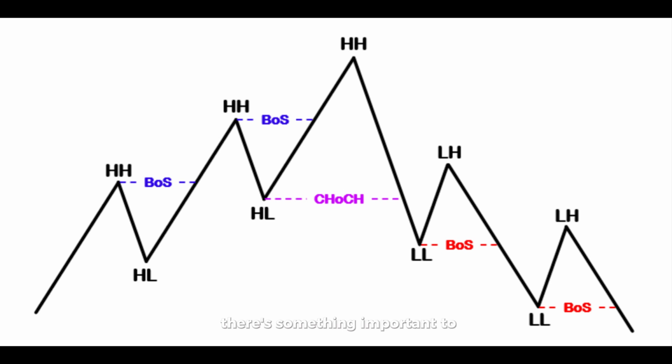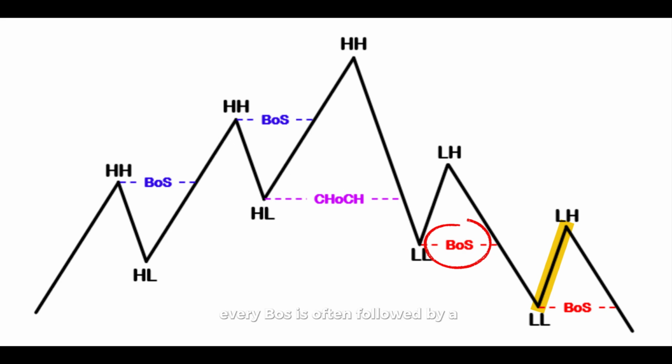There's something important to notice in this example. Every time a break of structure appears, a pullback happens. In an uptrend, after a bullish BOS, price pulls back to the downside before continuing upward. And in a downtrend, after a bearish BOS, price pulls back upward before continuing lower. So every BOS is often followed by a pullback in the opposite direction before the trend continues.